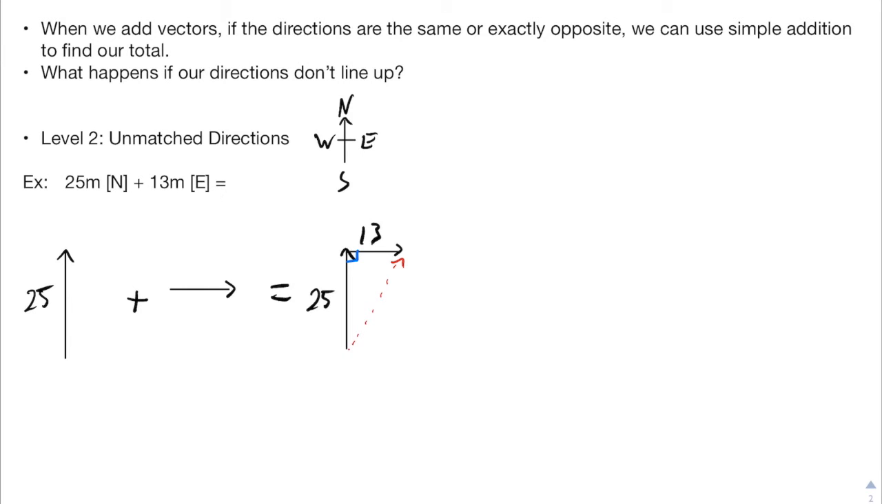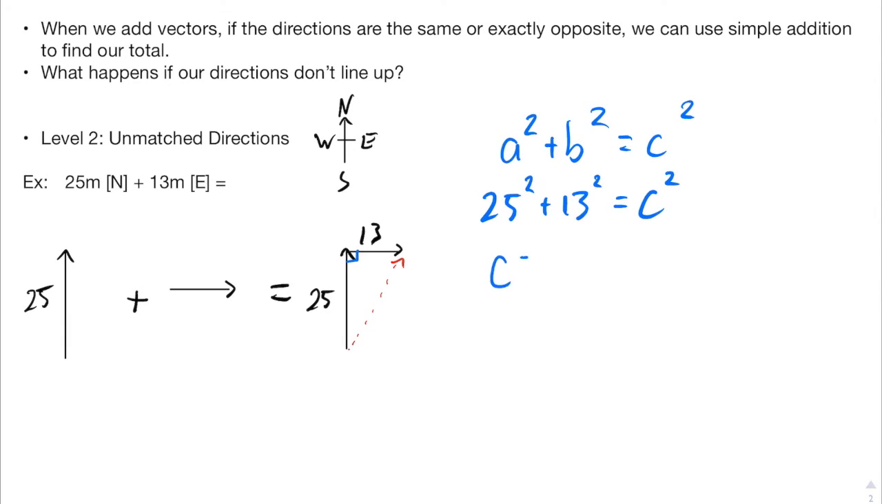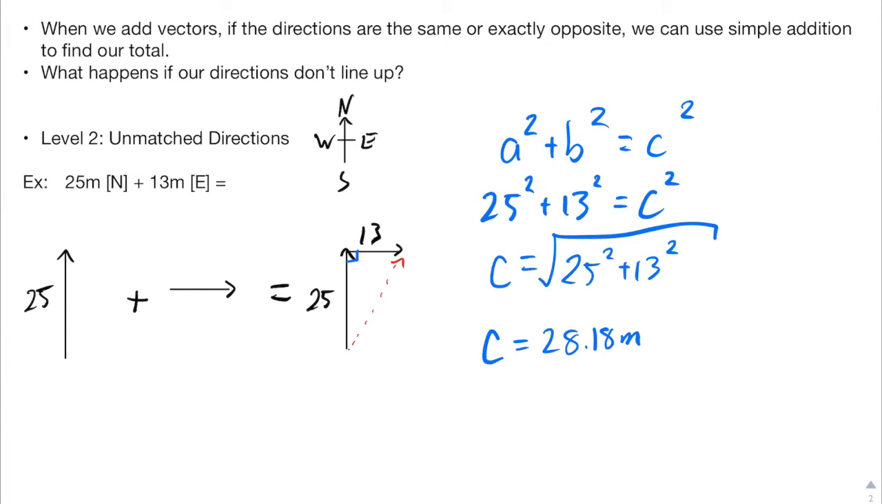To solve this question, we simply use a squared plus b squared equals c squared, where a is 25, b is 13, and c is our resultant vector. Solving for our resultant vector, we find this is 25 squared plus 13 squared, and the magnitude of our vector is 28.18 meters. Remembering our sig figs, we find our answer is 28 meters. So the length of this red arrow is 28 meters.